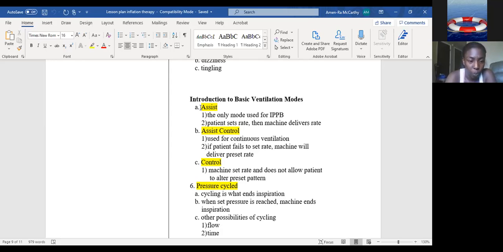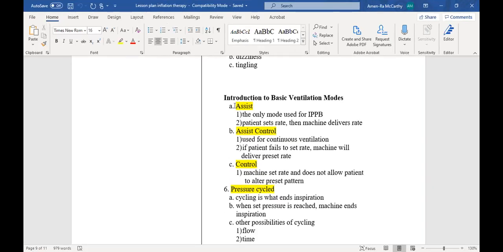In assist mode, when the patient triggers a breath, the machine will give that pressure that I have set, because this is positive pressure breathing. We're trying to hyperinflate the lungs. So when the patient triggers the breath, it depends on how sensitive the machine is. The thing that controls the ability of the patient to trigger a breath is the sensitivity. Make sure you write that down, highlight that.